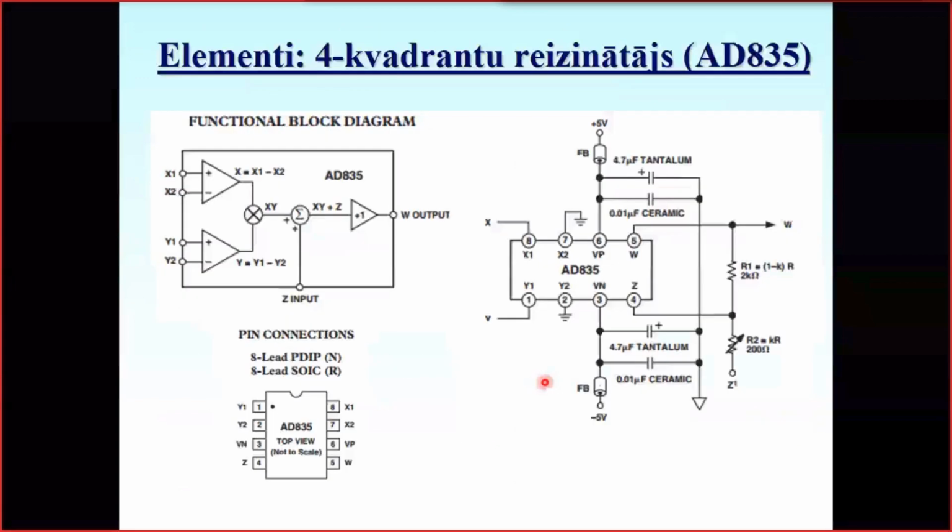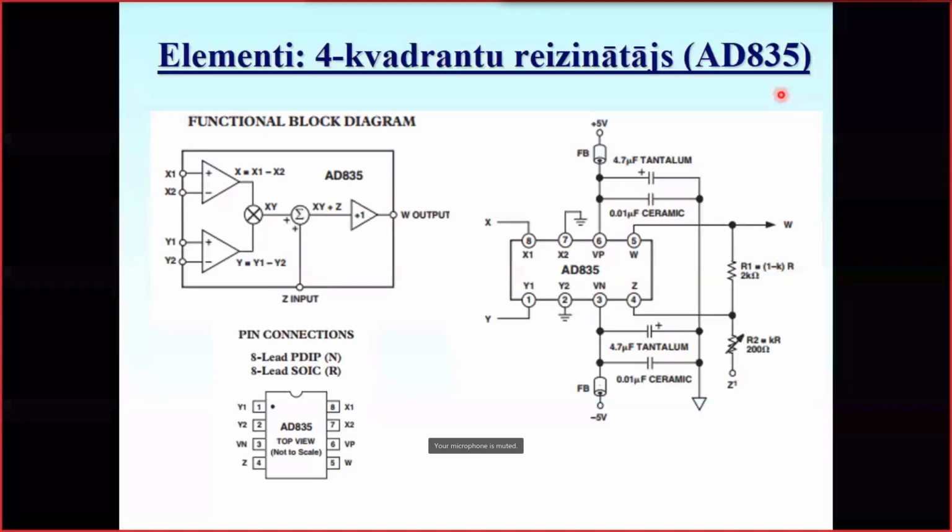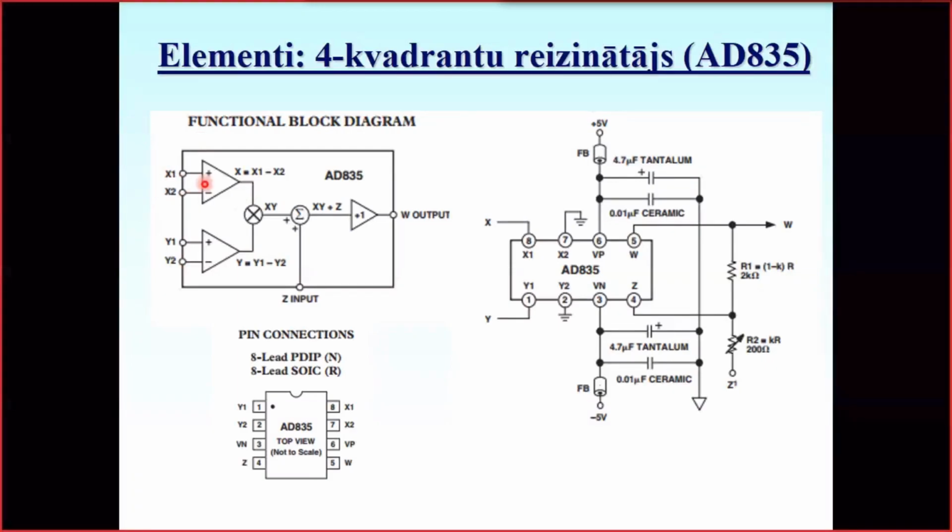So the four quadrant, full range multiplier; for example, the microchip AD835 could be taken. It takes differential inputs and multiplies them, providing the output with respect to 0, both in plus and minus. So such a microchip could be used to build a lock-in.